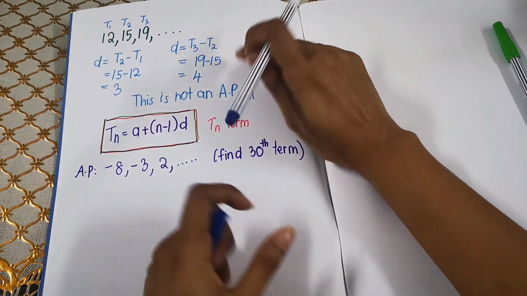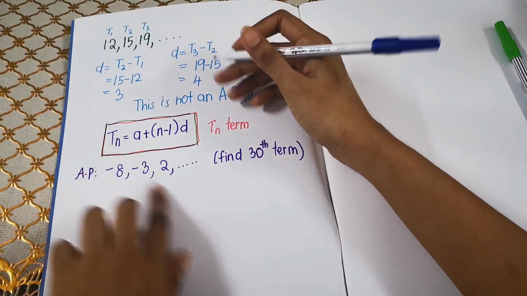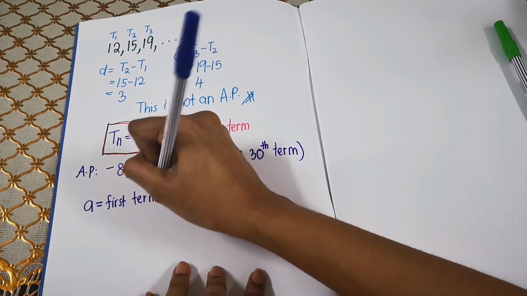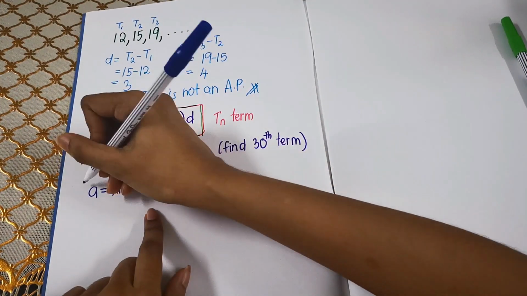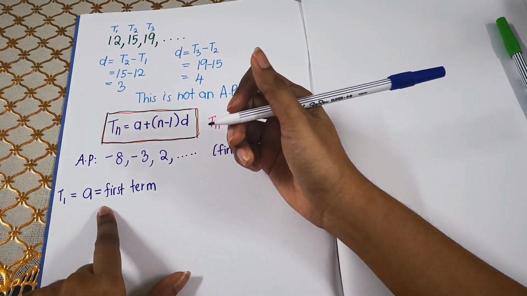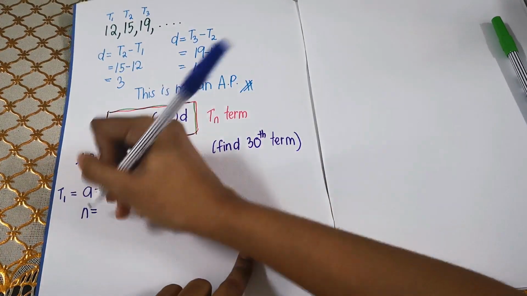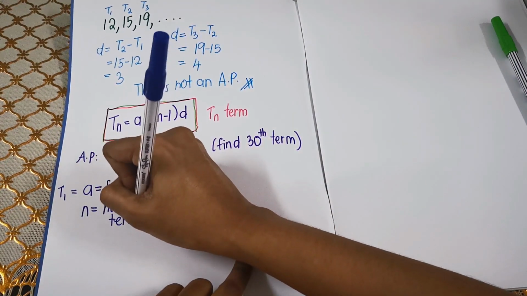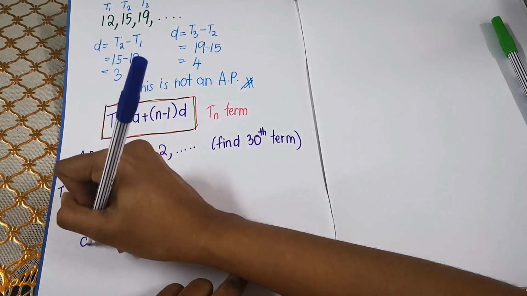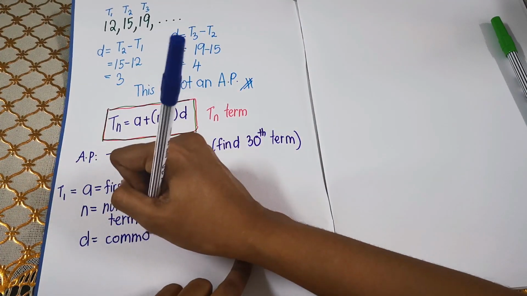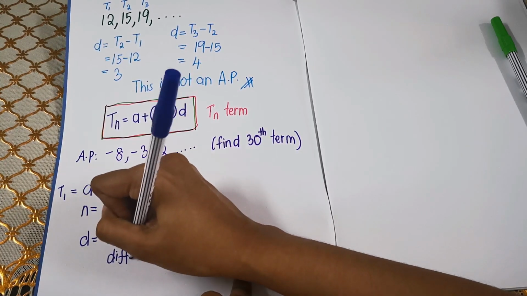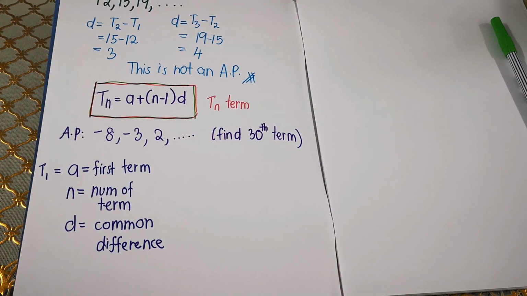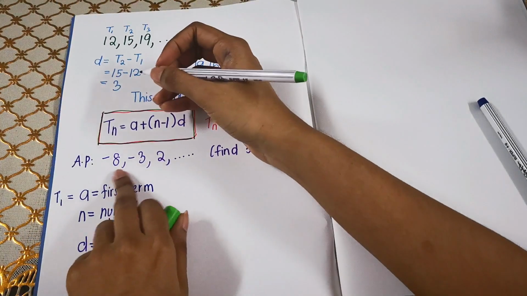What do we need to know? First, you need to know what A is. A will always be the first term, something you should take note of. That means T1 will always be A. N is the number of terms. Then D is the common difference. Make sure you know these before you substitute them into the formula.